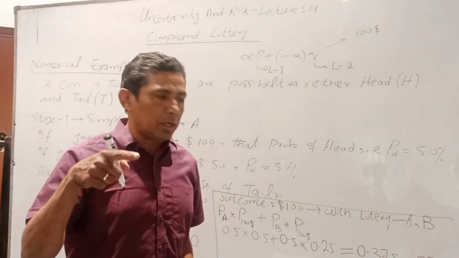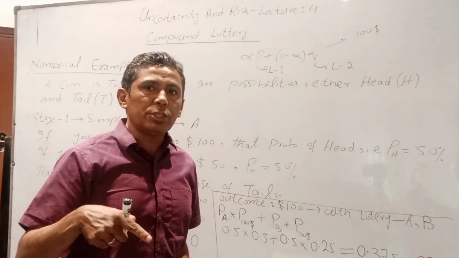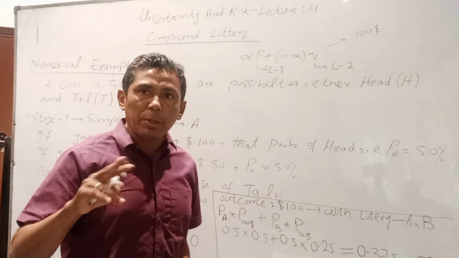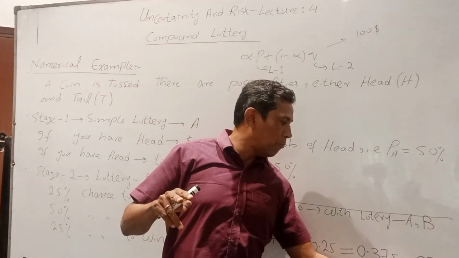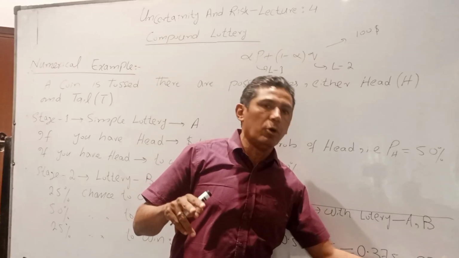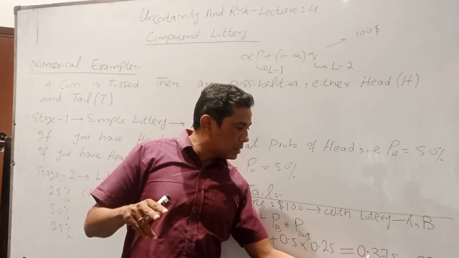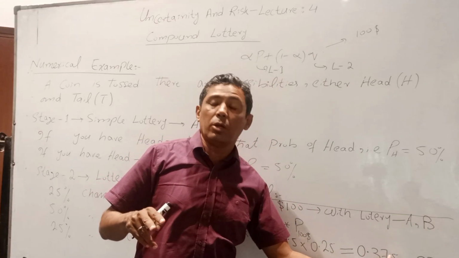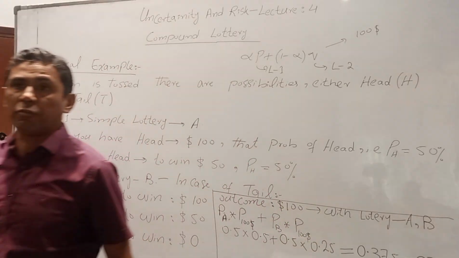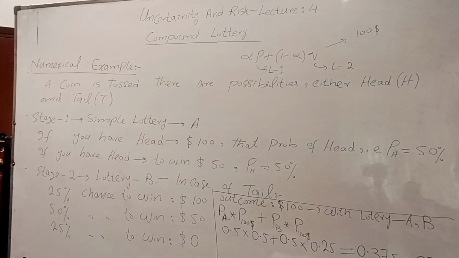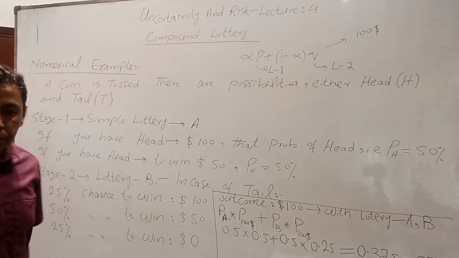So in case of $100, what is the linear combination? Through both lotteries combined, the probability of winning $100 is 0.375. Clear? Now apply that condition for the next outcome. What is the other outcome? Another outcome is $50, the possibility to win $50. Okay?